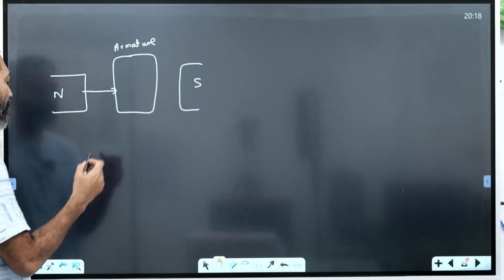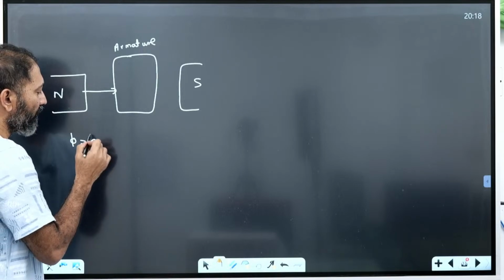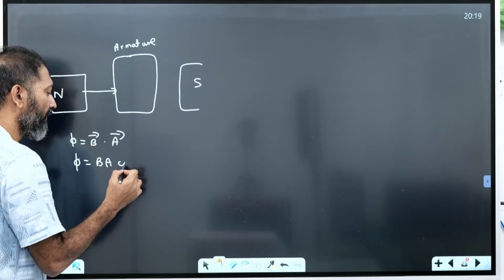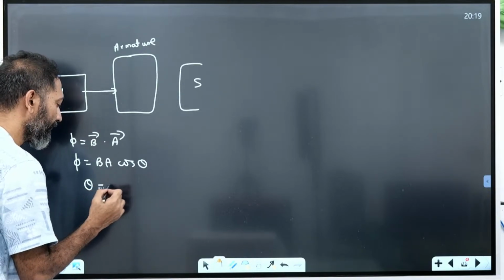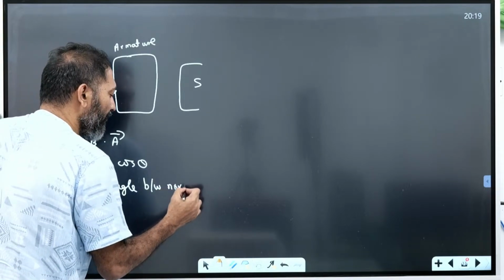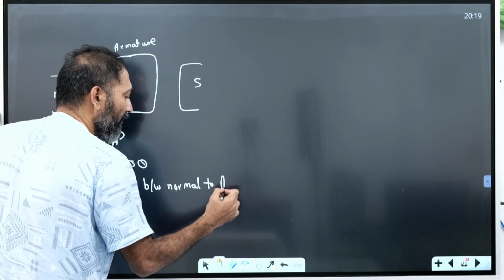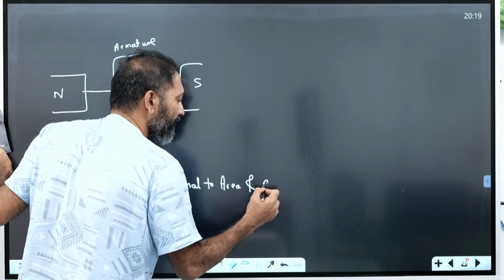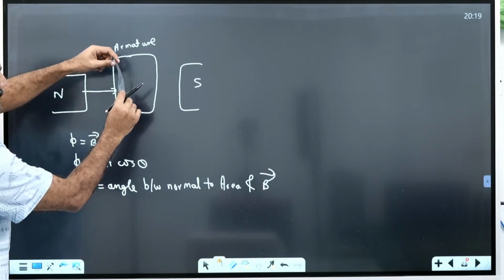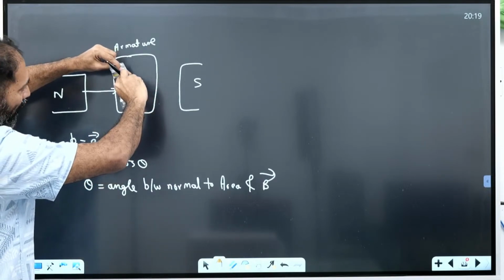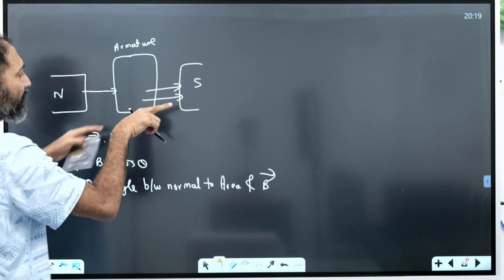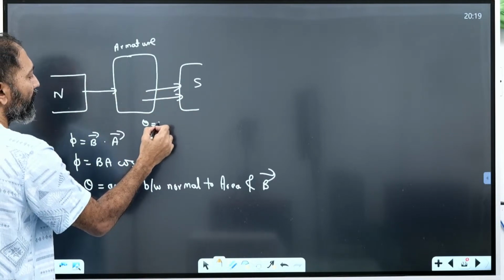The answer is wrong. Because magnetic flux phi is equal to B vector dot A vector. Phi is equal to BA cos theta, where theta is the angle between the normal to the area and the B vector. So when the plane of the armature coil is perpendicular, the normal to the plane is in this direction and the lines of force are also in the same direction. So what is theta? 0.